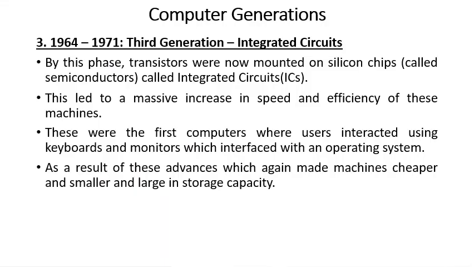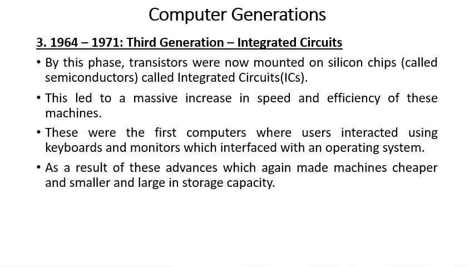Now the next is the third generation of computers, from 1964 to 1971, and the component for circuit design is ICs, integrated circuits, which are very small in size compared to transistors. One IC can comprise thousands of transistors. By this phase, transistors were mounted on silicon chips, that is semiconductors, called ICs. So now a number of transistors can be mounted on a single IC.